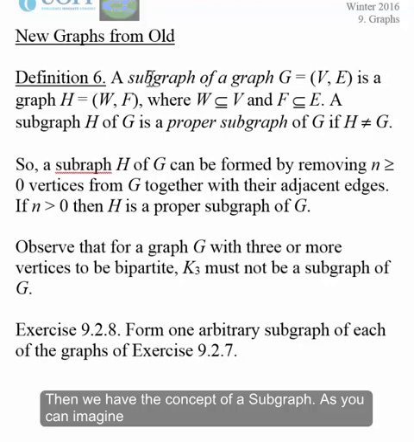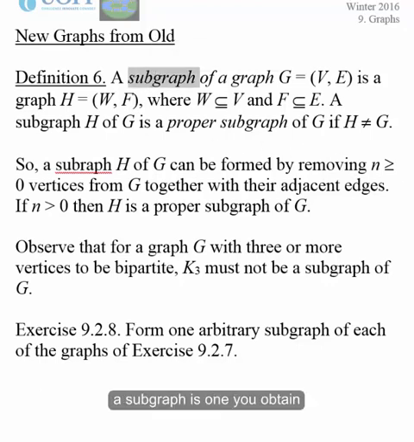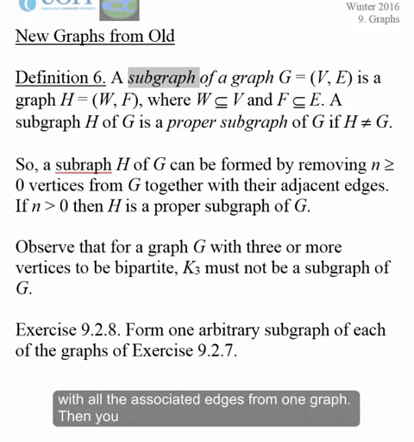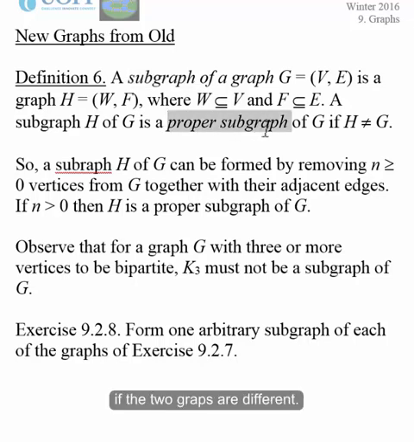Then we have the concept of a subgraph. As you can imagine, a subgraph is what you obtain by removing some edges or some vertices with all the associated edges from one graph. Then you obtain a subgraph. And then we have a proper subgraph if the two graphs are different.